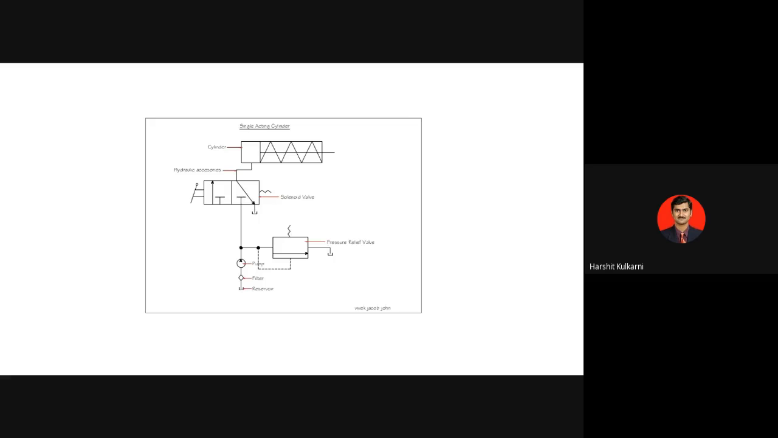Having that question, you are supposed to draw this entire circuit diagram starting from the reservoir, the filter from which the oil is filtered, then we have the pump. Then we have a PRV connected over here, the pressure relief valve. This entire circuit diagram is not to scale; it is randomly drawn. So we have the pressure relief valve, then we have this directional control valve.